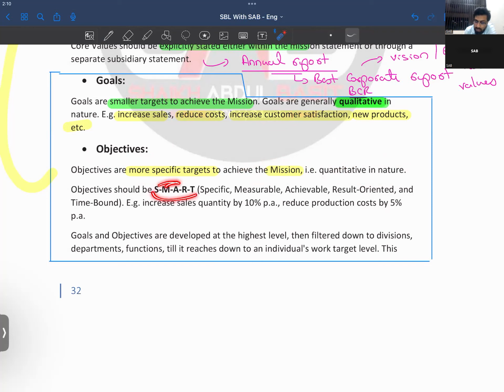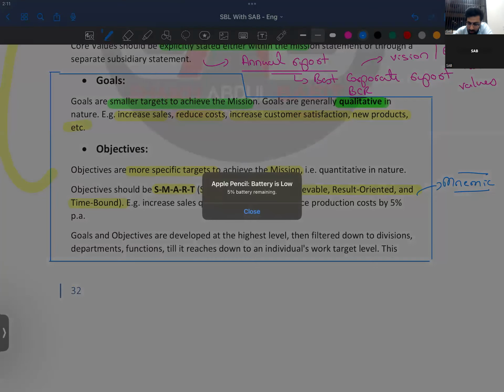So objectives should be SMART. What is SMART? Specific, measurable, achievable, result oriented, and time bounded. This is basically a mnemonic code, right? What does that mean? That means objectives should have these qualities.